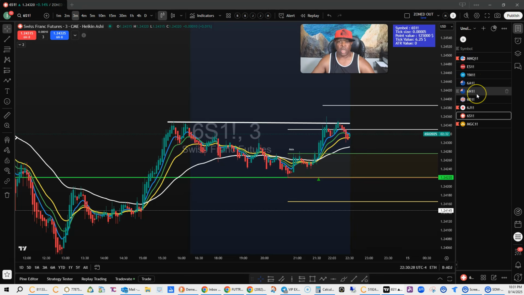6A is the Australian dollar. 6N is the New Zealand dollar. 6B is your British pound. 6J is your Japanese yen. And 6S is your Swiss franc. Not only did all the currency pairs, but GC, MGC, which is gold, YM, which is the US 30, ES, which is the S&P 500, and NQ or MNQ is your NASDAQ. Every single one of these all pulled back at the same time.